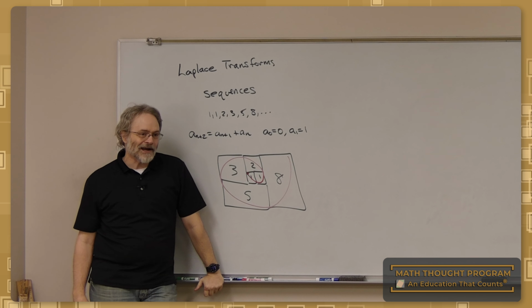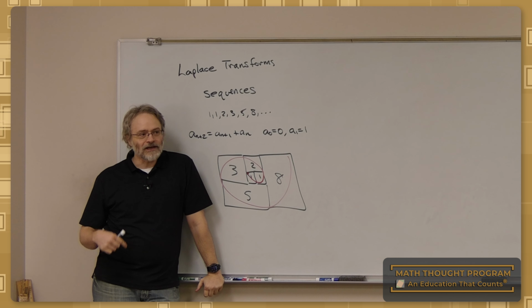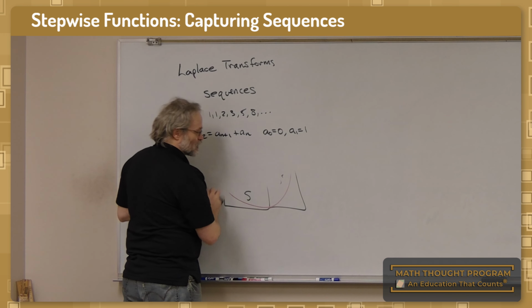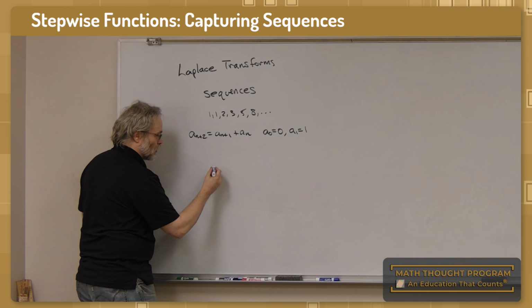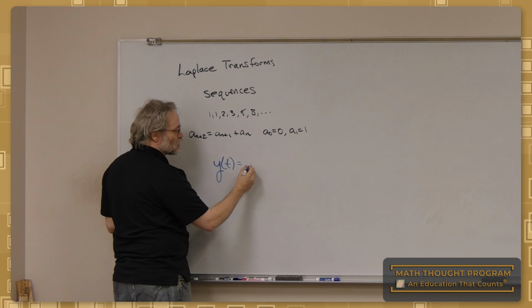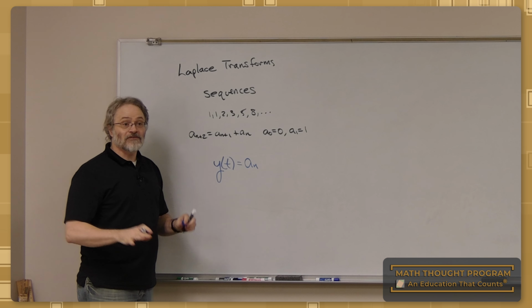But here's kind of the problem. When you're looking at a discrete sequence, like we have, it's not continuous. Things are going to break down really, really quickly. So what we're going to need to do is define a special type of function. And this function, we'll call it y sub t. And y sub t is going to correspond to a sub n, provided that you're on this particular region.